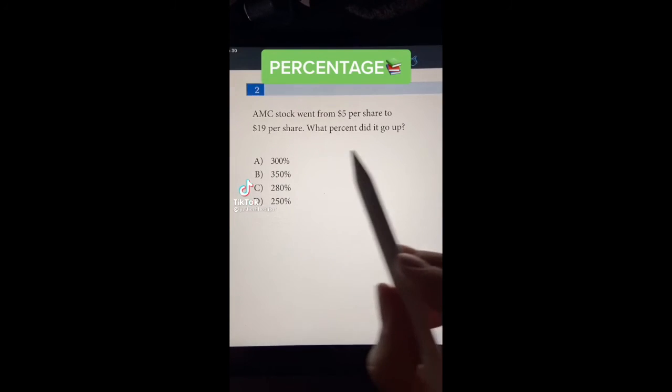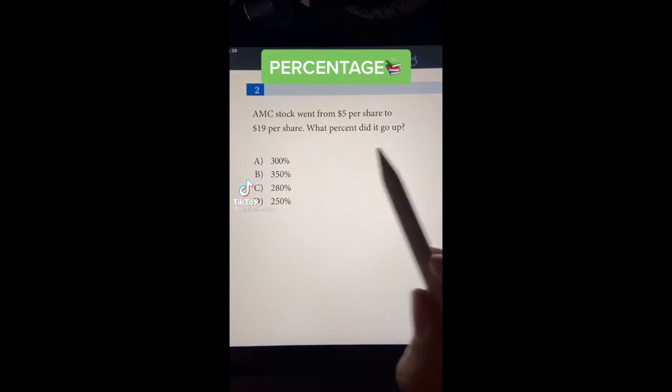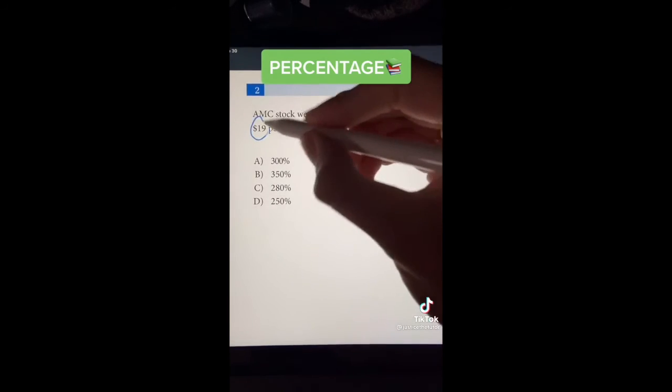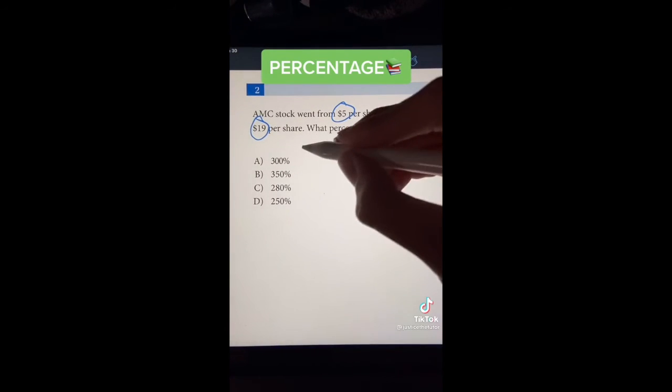AMC stock went from $5 per share to $19 per share. What percent did it go up? So all you have to do to find percent increase is take the larger number and subtract the smaller number.